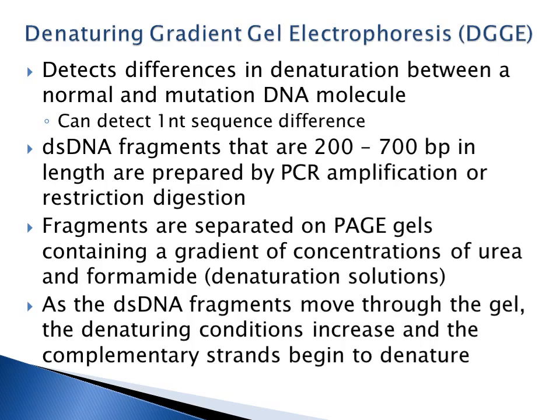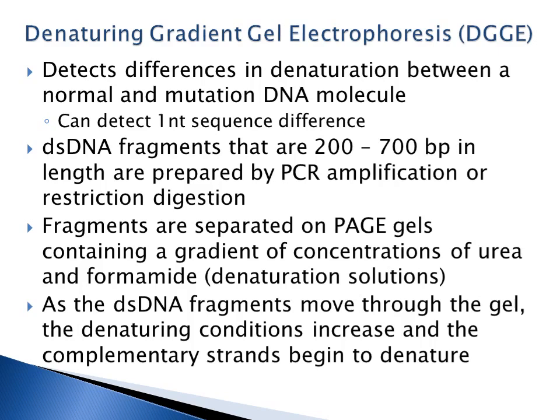So another method, we already talked about this method very briefly when we talked about gel electrophoresis. So this is denaturing gradient gel electrophoresis, or DGGE. And what this does is it detects differences in denaturation between a normal and a mutant DNA molecule. And this can actually detect as little as a 1 nucleotide sequence difference.